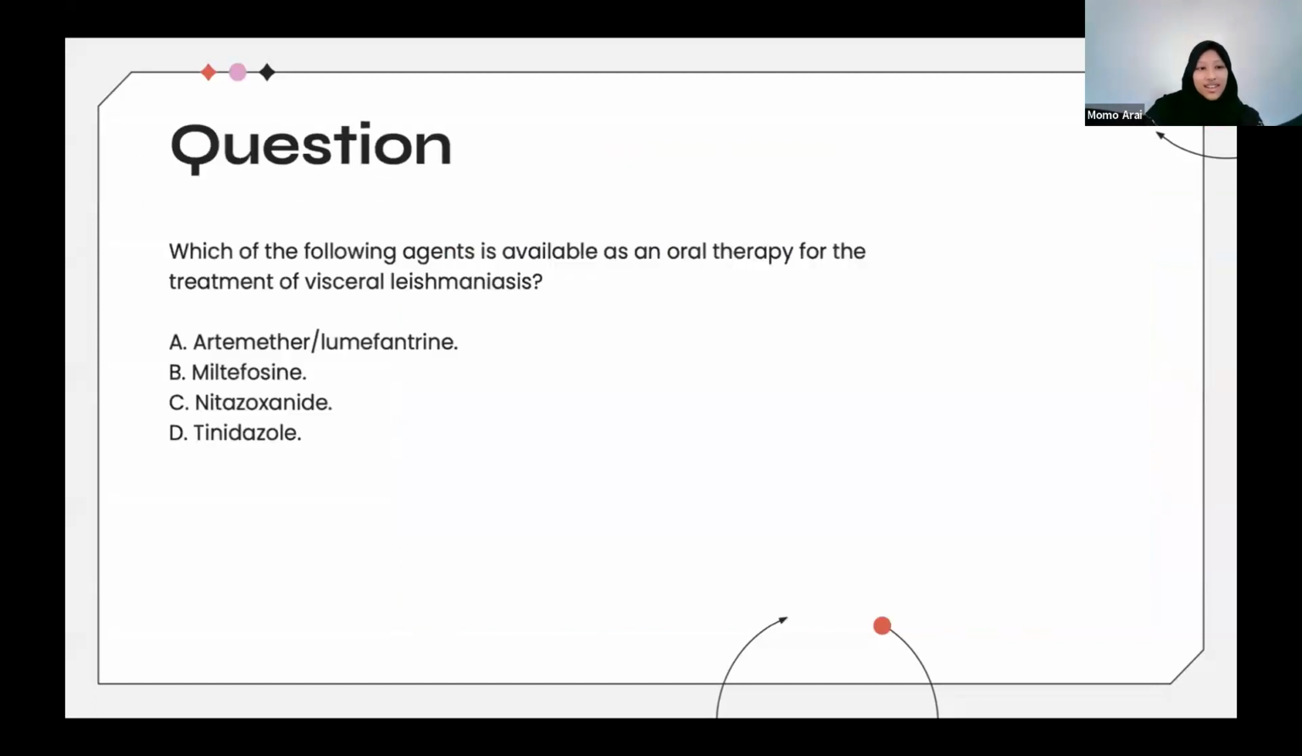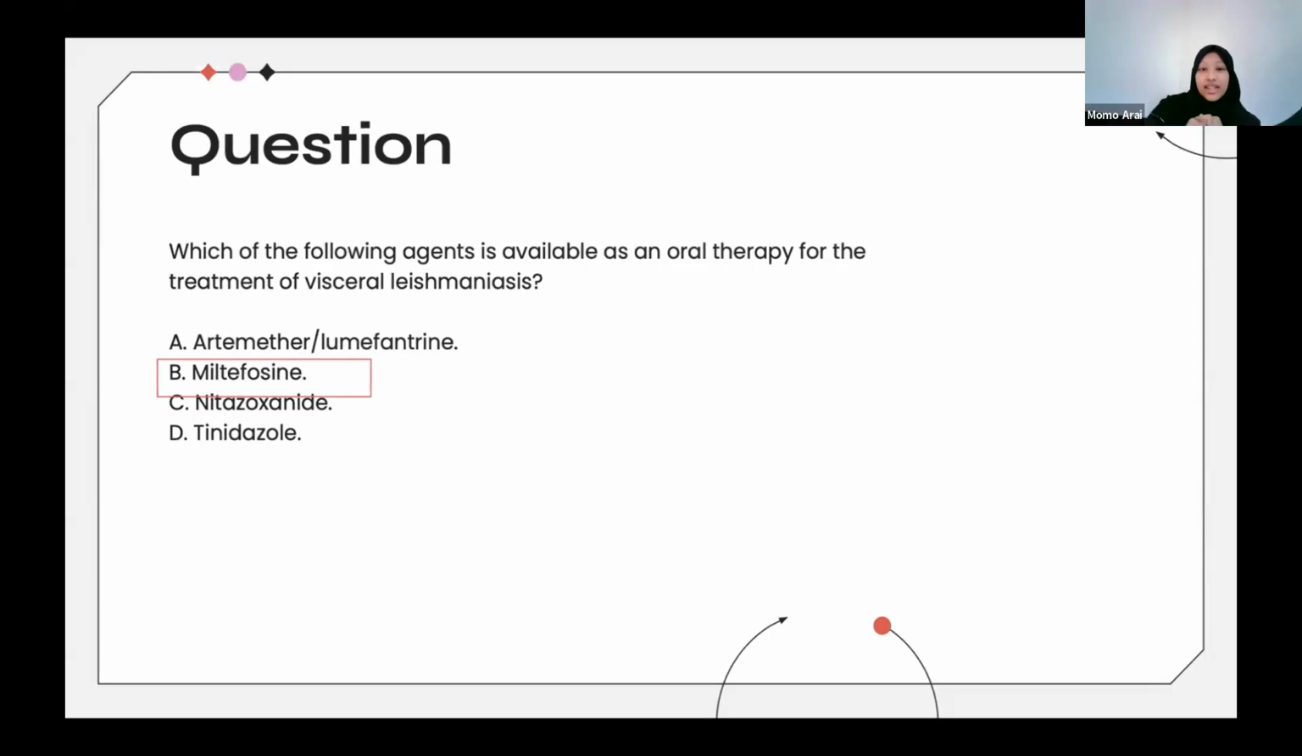Okay. Which of the following agents is available as an oral therapy for the treatment of visceral leishmaniasis? So another one. You can start. Okay, B, someone said. Try to cross out things that, yeah, B. So good job. The answer is B, miltefosine.